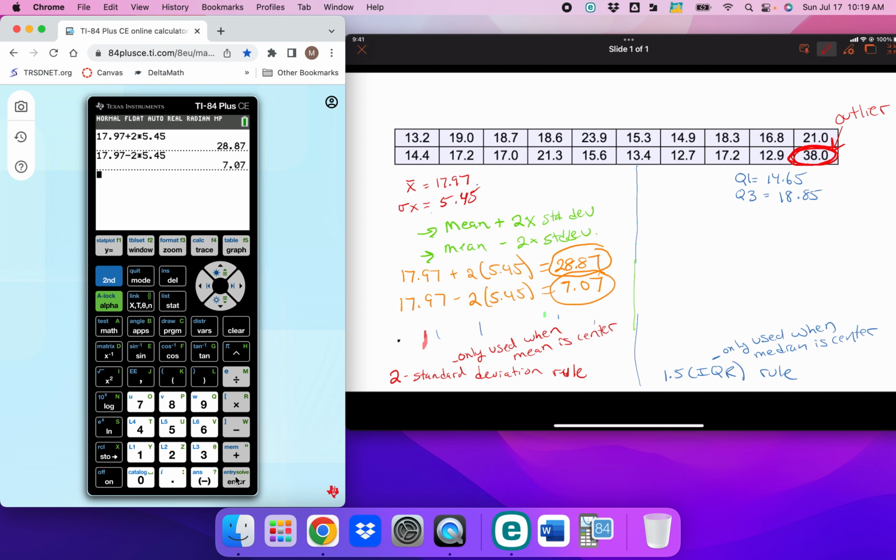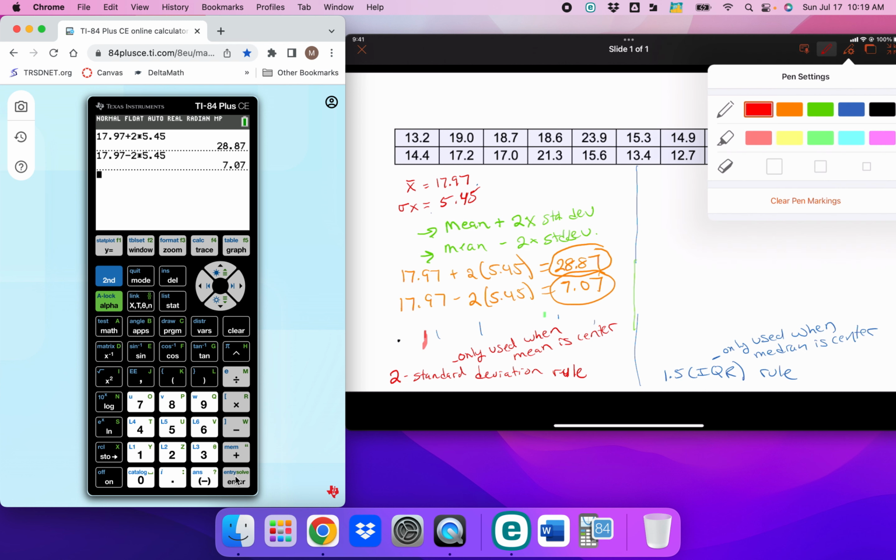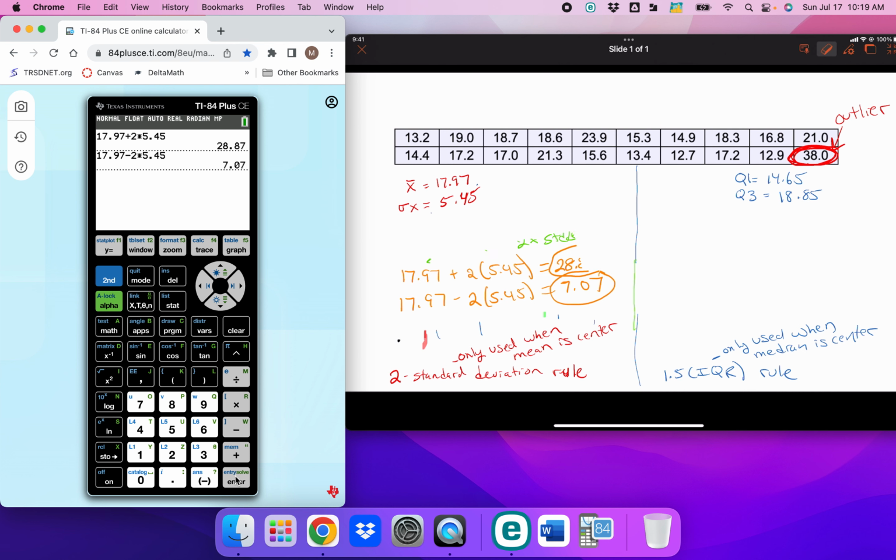Okay, now before I jump into the median stuff, I'm going to erase again. We've already determined that 38 is an outlier. Remember we were talking about z-scores, and I believe it was in 3.4. A z-score tells you how many standard deviations away from the mean a value is, and whether it's positive or negative, whether it's above the mean or below the mean. Since 38 is an outlier, it is more than 2 standard deviations away from the mean, which means its z-score should be greater than 2.